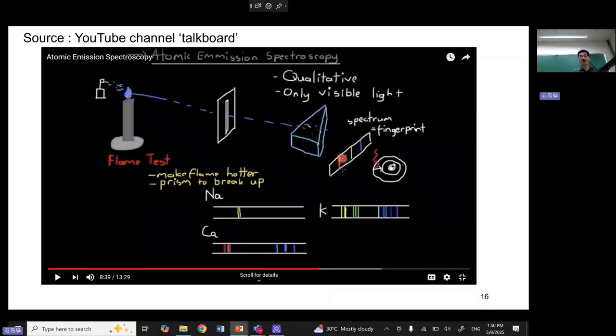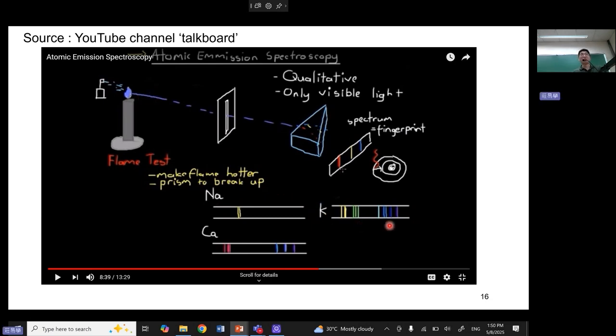So eventually, you will see a pattern like this. For sodium, the pattern you can see is something like this. And for potassium, the lines you'll be able to see will be like this. So we call these spectral lines the fingerprints of your elements. Based on the spectral lines, you are able to identify what could be inside your sample. Does it make sense?